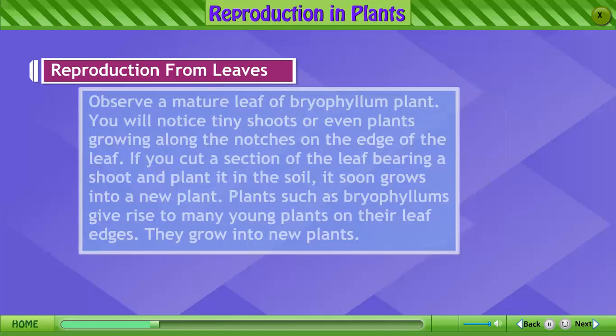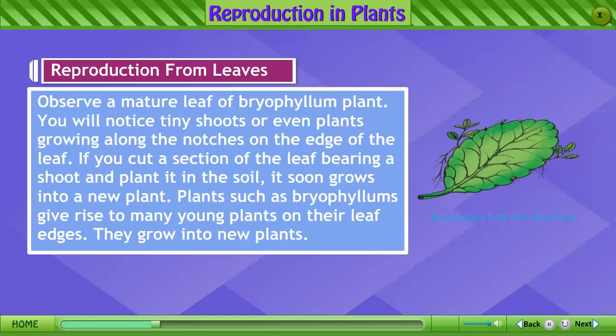Reproduction from leaves. Observe a mature leaf of the bryophyllum plant. You will notice tiny shoots or even plants growing along the notches on the edge of the leaf. If you cut a section of the leaf bearing a shoot and plant it in the soil, it soon grows into a new plant. Plants such as bryophyllums give rise to many young plants on their leaf edges. They grow into new plants.